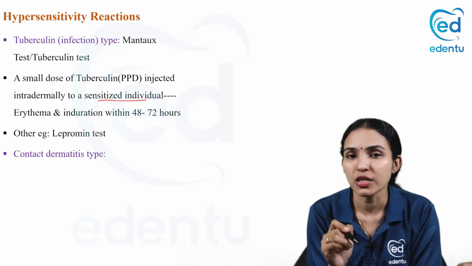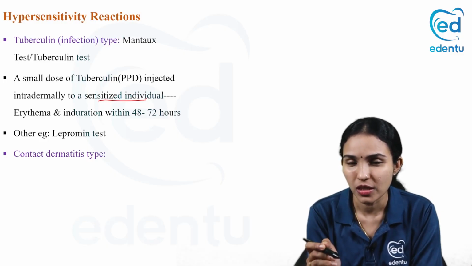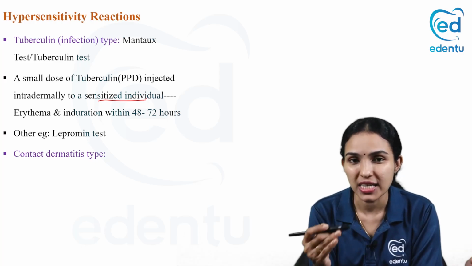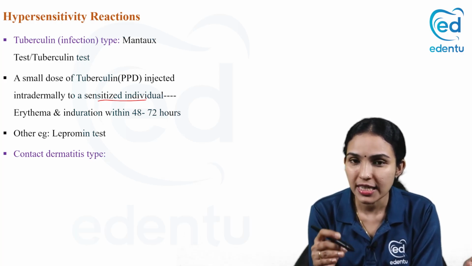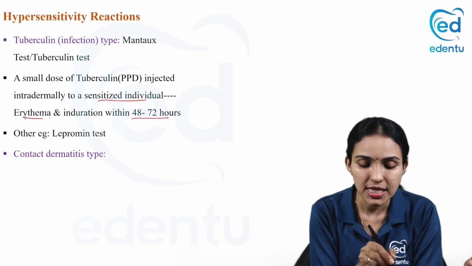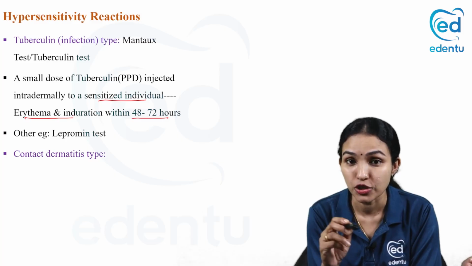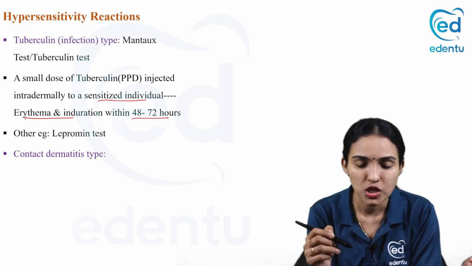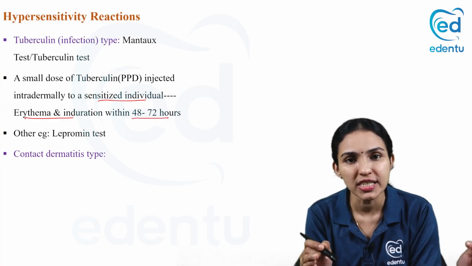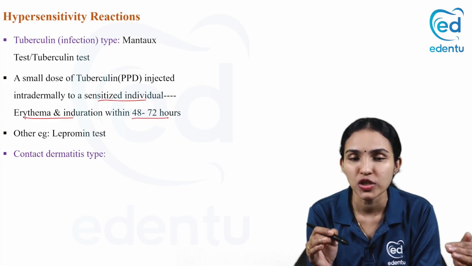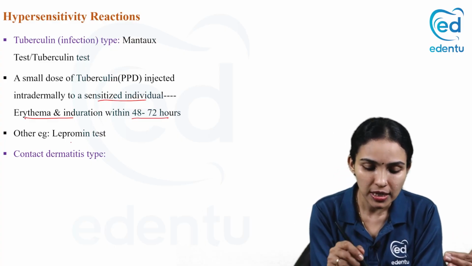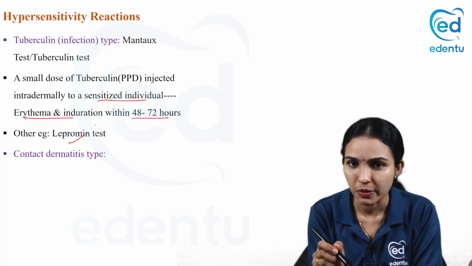Suppose that person is already exposed to a TB infection, or is having a very mild latent TB, or is vaccinated with BCG vaccine. In that case, if you inject this tuberculin antigen, 48 to 72 hours later, at the site of injection, they will develop an erythema and induration more than 10 millimeter in size. That you consider as a positive tuberculin test. When the tuberculin test is positive, what it indicates is the person is already exposed to TB bacilli, either in the form of infection or in the form of vaccination. Another example is the lepromin test, which you do for leprosy.